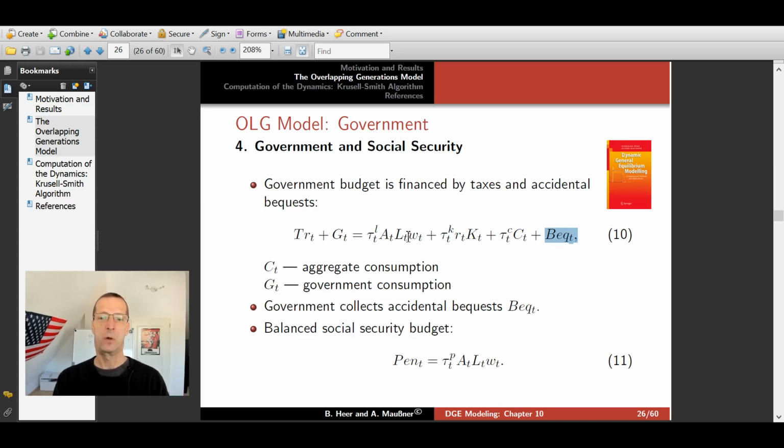Now, as you can see, during the economic cycle, for example, in a boom, wages and interest rates increase, consumption increases, so taxes will increase. What's happening? Well, the fiscal budget adjusts, then also aggregate transfers, which are equal to individual transfers times population size, will increase in this case. And the second government authority here is Social Security, and the Social Security budget is assumed to balance. So total contributions, tau P times total labor income, A_t L_t W_t, is used to finance aggregate pensions, PEN_t.